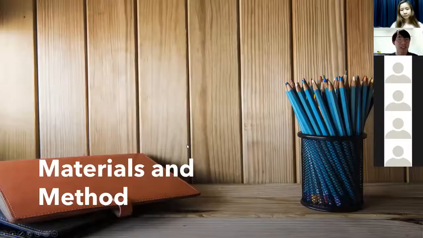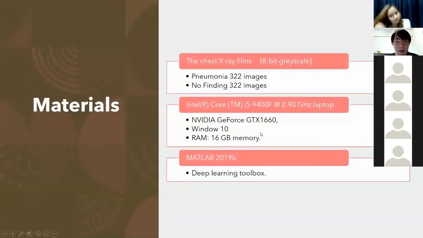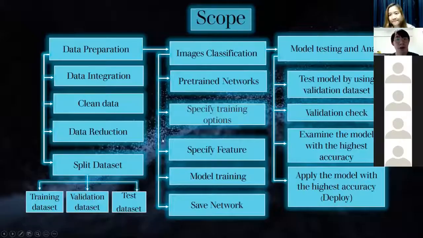Okay, the next part is the materials and method. The materials for our research are chest X-ray films, 644 images, and a laptop whose specs follow this slide, with the MATLAB application. The scope of work started from data preparation, then classification, and the last part is testing and analysis.